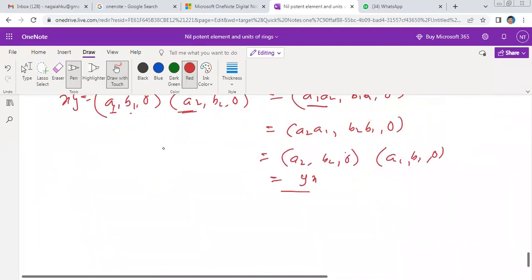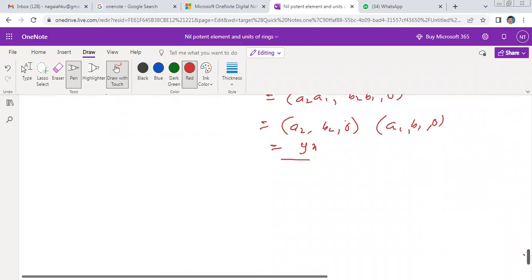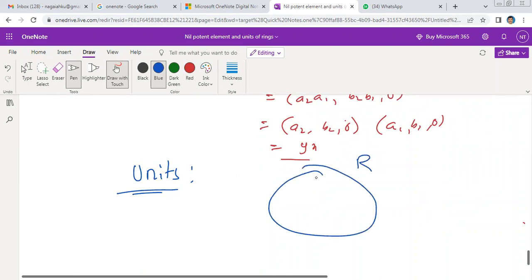What is the definition for units? Anybody? Unit. Unity is different from units. The product of non-zero elements is 1. Units: for every element, there exists an inverse element. Yes. Suppose R is a ring, A is an element in R. There exists an element B belonging to R such that A into B is equal to the identity element 1. Identity element 1 is needed.